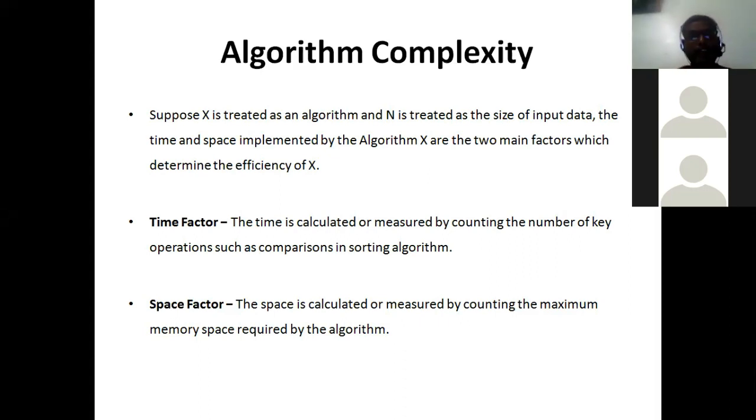Because one simple example is given over here. That means suppose X is treated as an algorithm. X नाम का कोई algorithm, and N is treated as the size of the input data. एन उसको इनपुट डेटा का साइज लग रहा है. So time and space required by the algorithm X are the two main factors which determine the efficiency of an algorithm. सो एक्स नाम का एल्गोरिथम है, उसको एन साइज का डेटा लग रहा है, डेटा का इनपुट साइज है उसका.